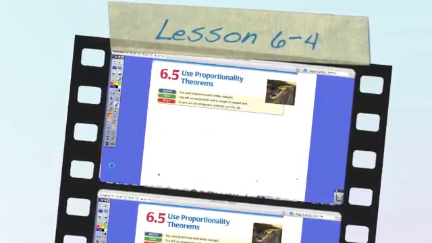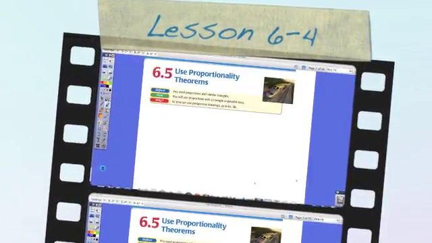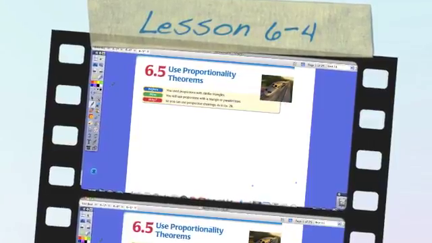Welcome to lesson 6.5, using proportionality theorems.